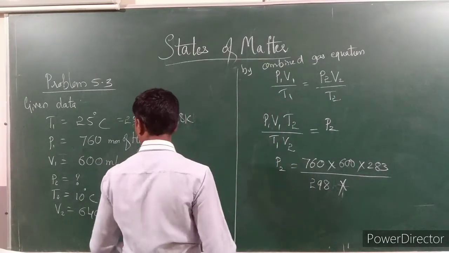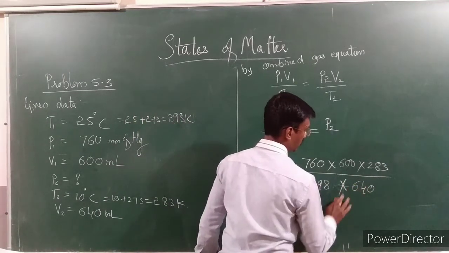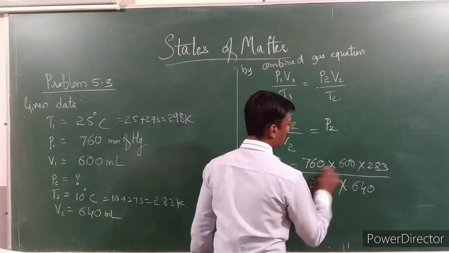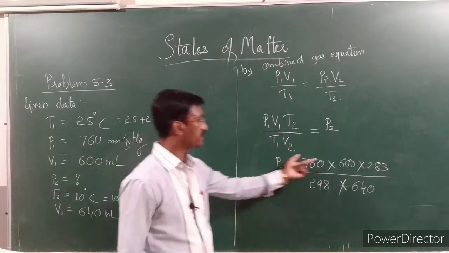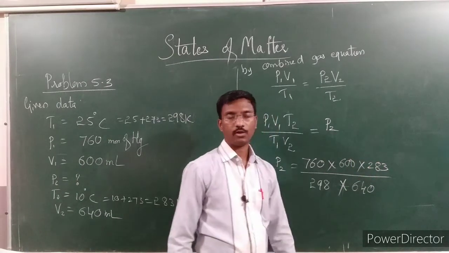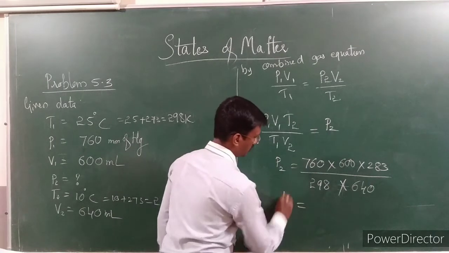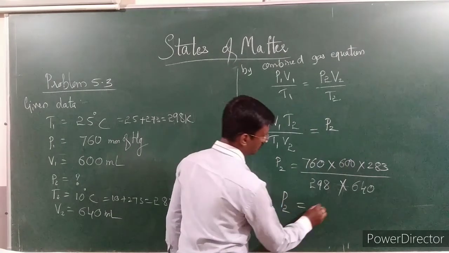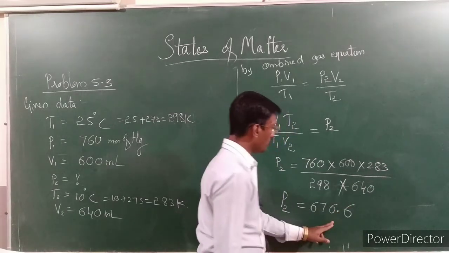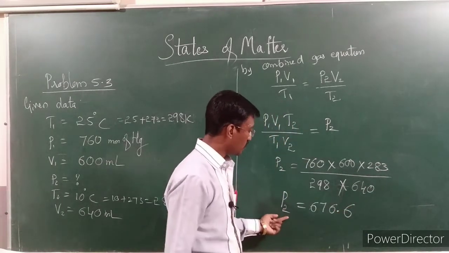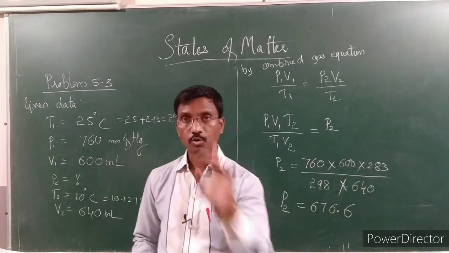Next one is V2. V2 is nothing but 640 milliliters. I have not mentioned the SI units here. No need of mentioning here. Simply write the numerical value and do the calculation, and you are going to get the pressure. P2 is equal to 676.6. But don't write only the numerical value. Here pressure is having the SI unit. It may be a bar, atmosphere, anything, but you have to write the SI unit.